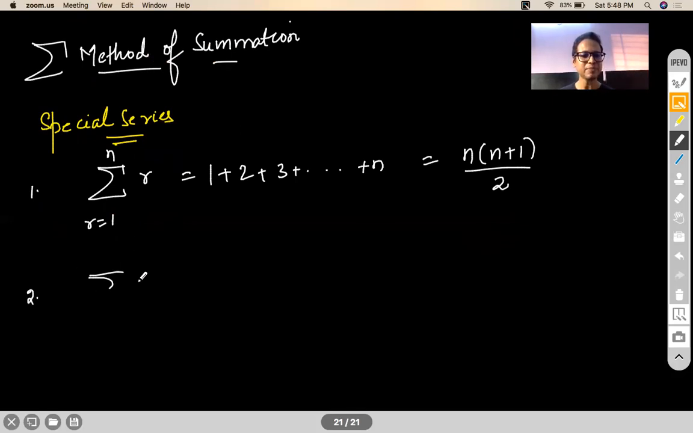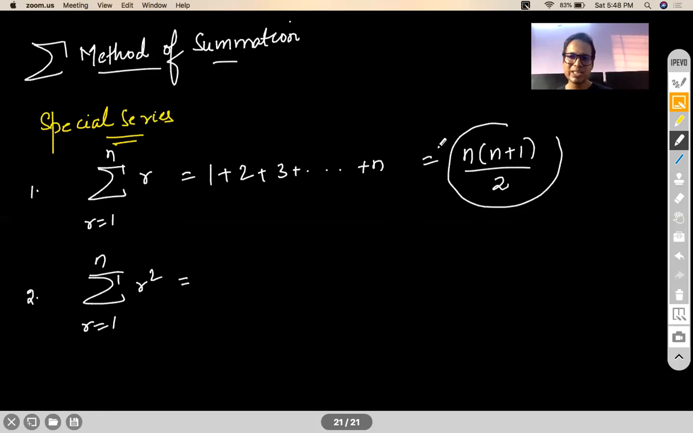Next is the sum of squares of natural numbers from 1 to n. By the way, before we move on, do you all realize that if I sum from 1 to n minus 1, my n will be replaced with n minus 1 in this formula? And second, your formula will not work if you're not starting from 1. Let's say if you're starting from 2 and going to n, then this formula will not work. I hope you are aware of those two facts.